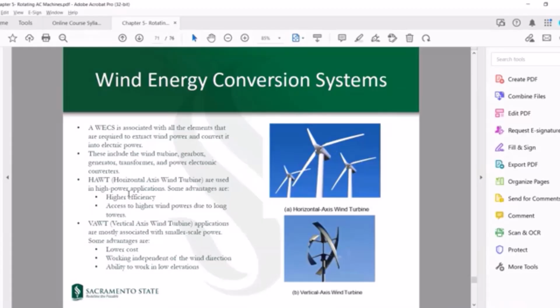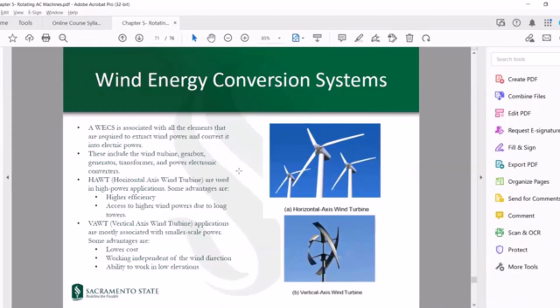In terms of the turbine, we have two types of wind turbines: HAWT, or horizontal axis wind turbine. So this is a horizontal axis wind turbine. As you can see, this is the axis, which is parallel with the ground. So that's why we call it horizontal axis. And we have the vertical axis. So this is the vertical axis wind turbine.